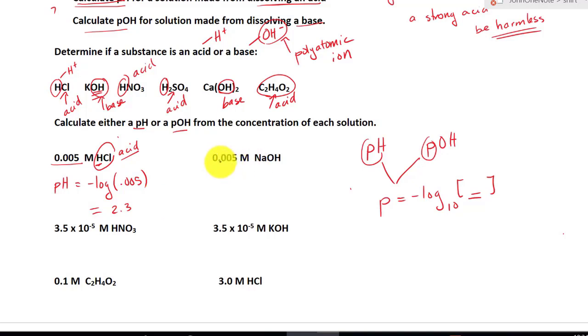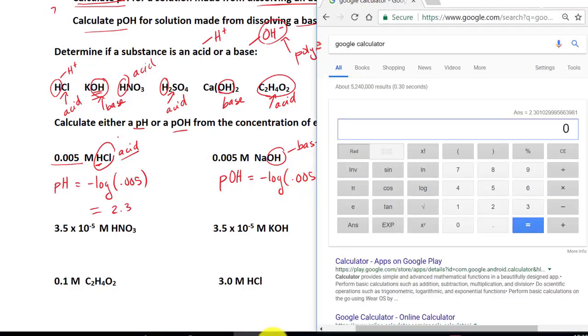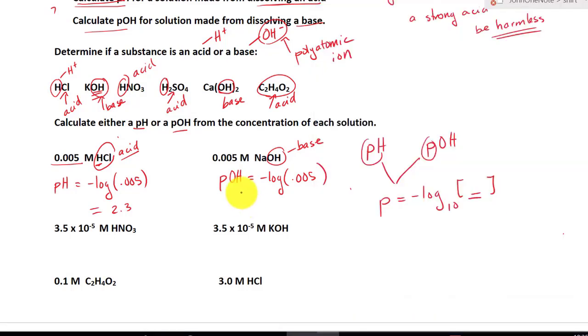Here we have 0.005 molarity of NaOH. So this OH tells you that this must be a base. So we have to calculate what? If it's OH, we have to calculate pOH. So in this case, we have negative log of 0.005. Let's plug this into a calculator. We have negative log 0.005. And there you go. We have pOH equal to 2.3. Now, pOH of 2.3 is not the same thing as pH of 2.3, okay? They are completely different, and we talk more about that later.